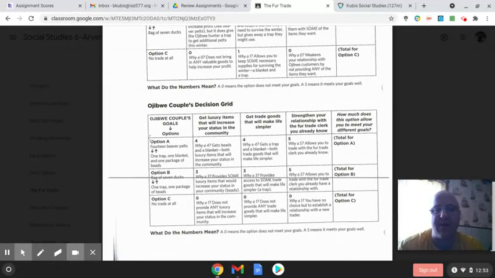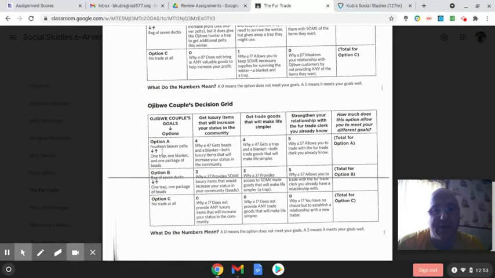It's the same thing down here, but the Ojibwe couple looks at these trades in a different way. Well, they look at, okay, get me luxury items that will increase your social status in the community. So they want to get things that make them stand out a little bit more in their community. Does it get trade goods that will make life simpler? So they're looking, will it help my life at all? Or does it strengthen your relationship with the fur trade clerk you already know? So again, just like with the fur trade clerk, for the Ojibwe couple that relationship is important too.